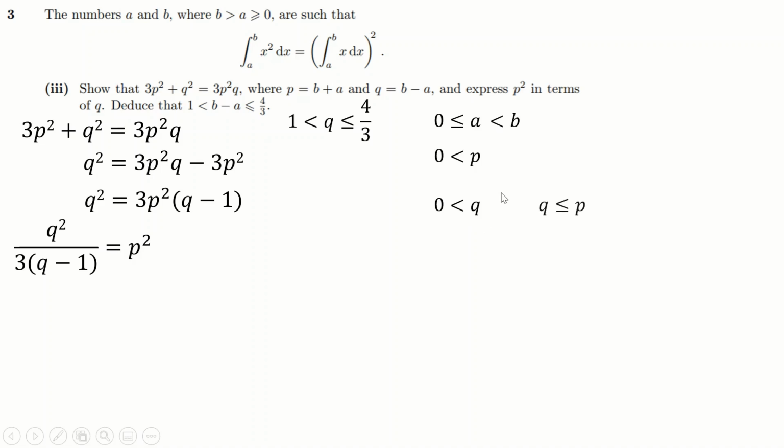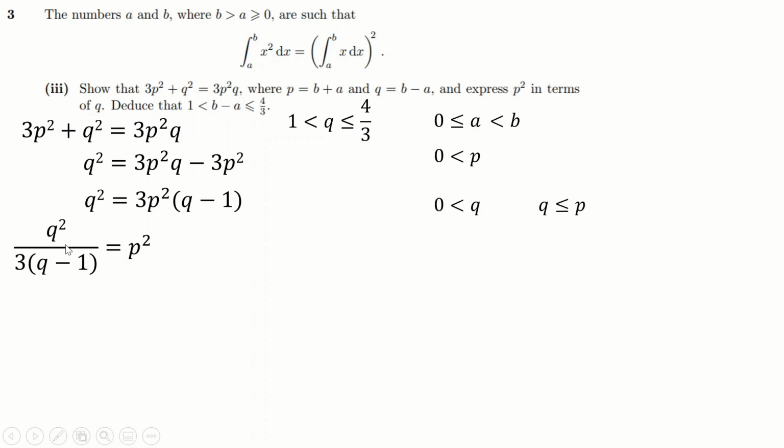I also know that q is less than or maybe equal to p, because again, both a and b are positive, which means if you're taking away a positive number, you're going to be smaller than if you're adding it in, unless that number is 0, which it technically could be, in which case p and q would be equal. But otherwise, I can write that.